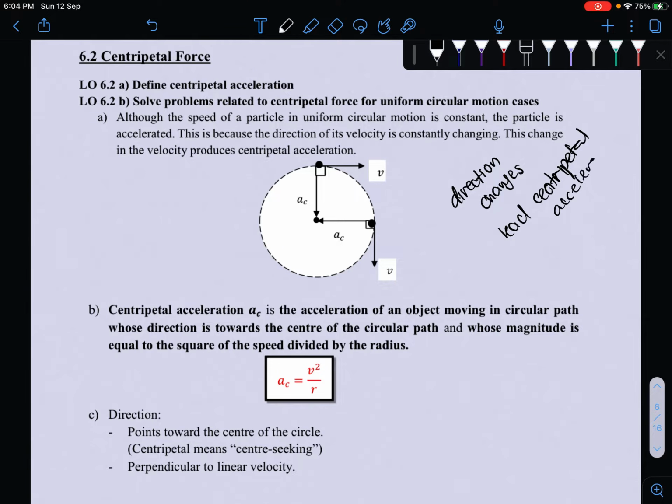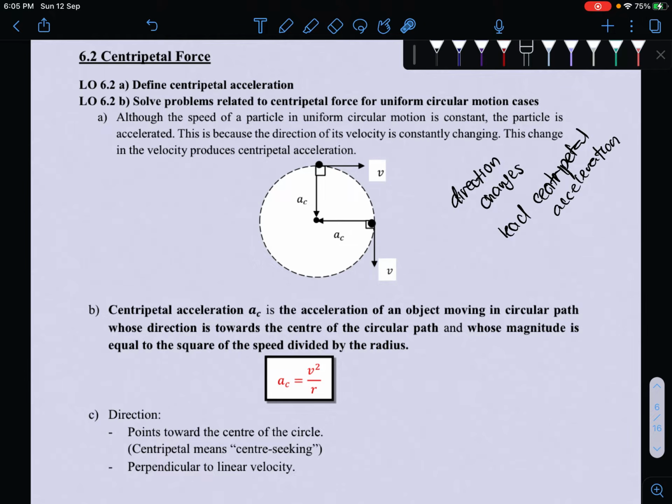So this centripetal acceleration, we denote it as a subscript c here, is the acceleration of an object moving in a circular path whose direction is towards the center of the circular path and whose magnitude is equal to the square of the speed divided by the radius. Okay, let us look at the centripetal acceleration part by part.